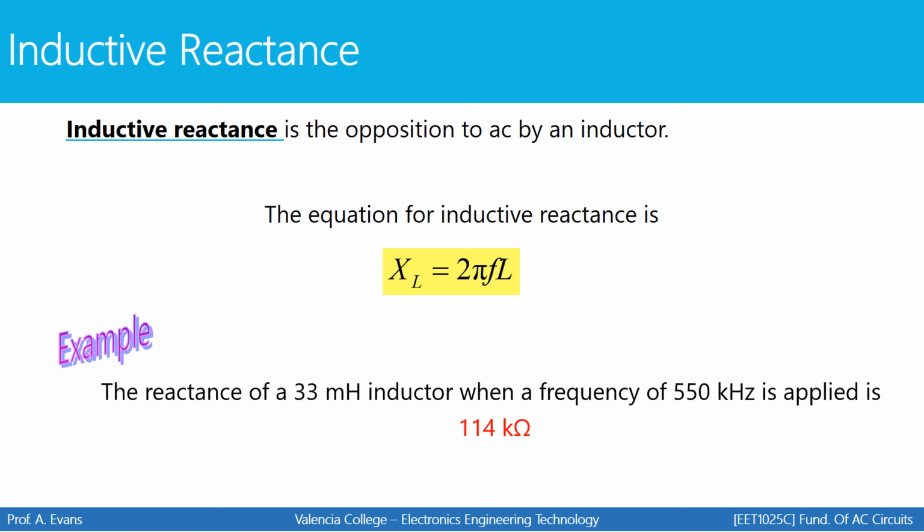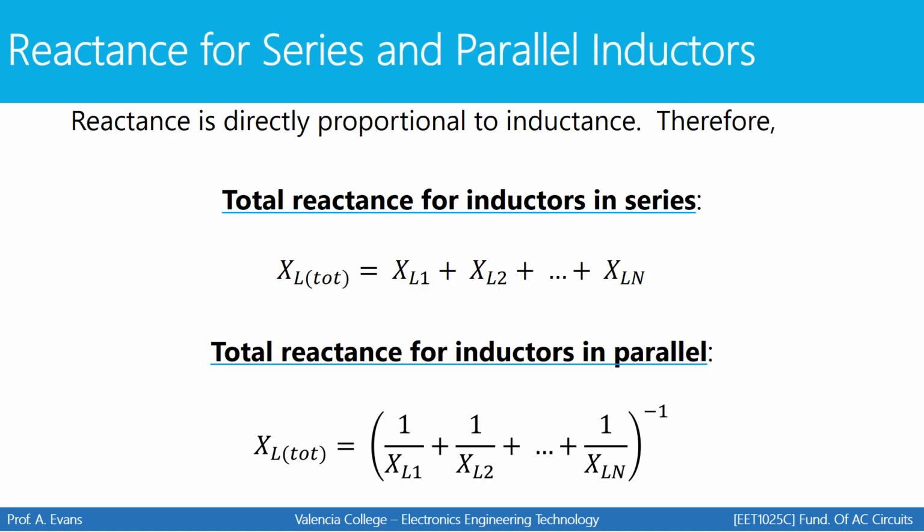So now we have a way to take a capacitor and an inductor, put them on the same playing field as a resistor, so that we can combine all of those elements into one impedance and use that to study how an AC signal will affect a circuit. That's where we're going with this. So reactance is directly proportional to inductance.